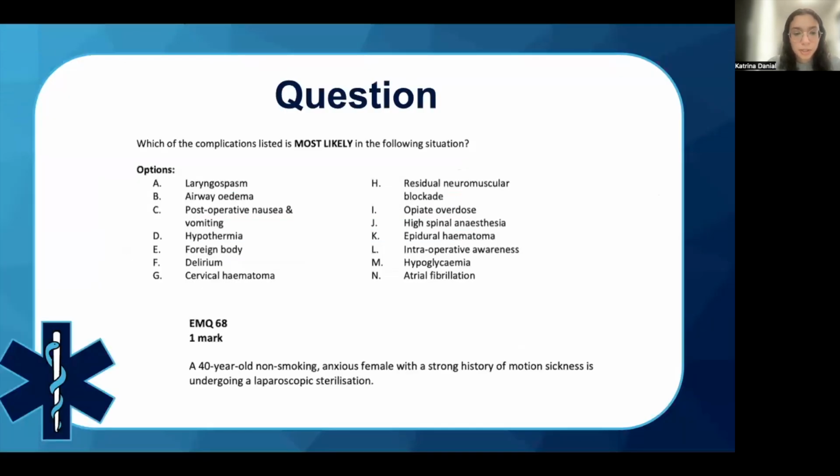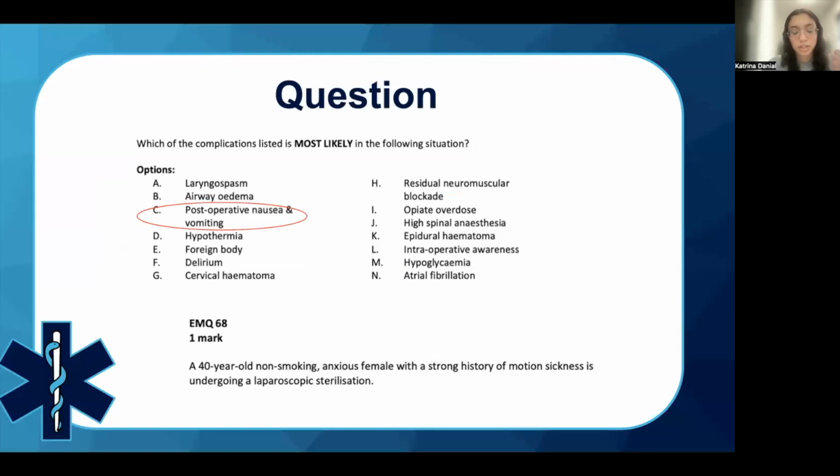Okay, so let's do some questions. Which of the following complications is most likely to occur? A 40-year-old non-smoking, anxious female with a strong history of motion sickness is undergoing a lap sterilization. It's pretty obvious that she's going to be at increased risk of post-op nausea and vomiting.